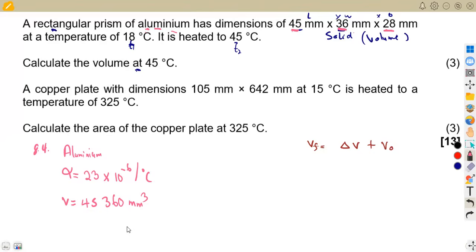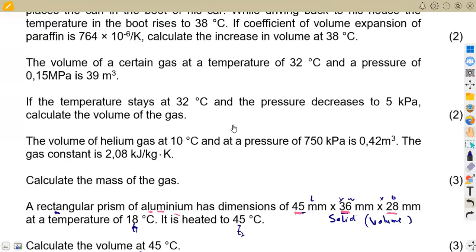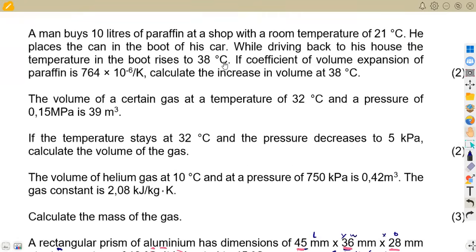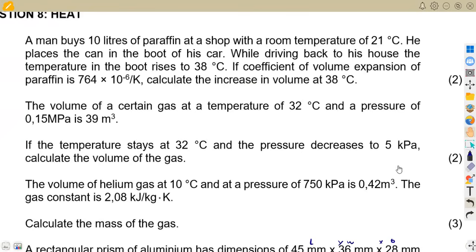All right, so our question is that we are supposed to calculate the final volume, because this is the volume at that temperature, not the change. Take note of this question here. On the first part, it asked us to calculate the increase in volume. Take note about this one. This is the increase at that temperature. Then here we need the volume. What is going to be the volume at that temperature?